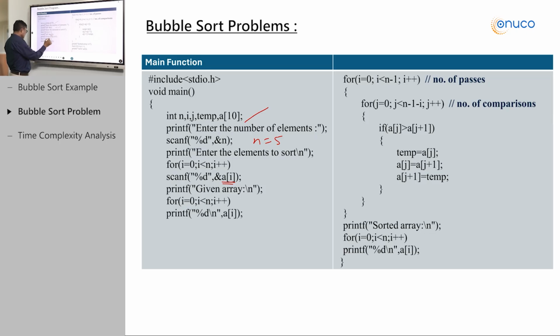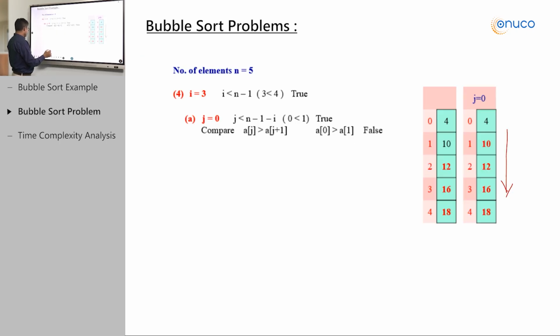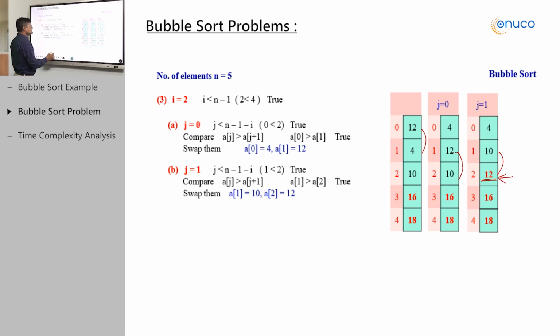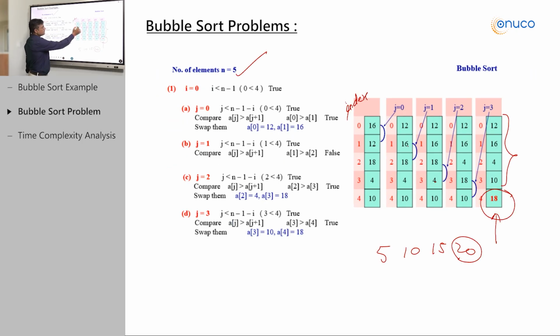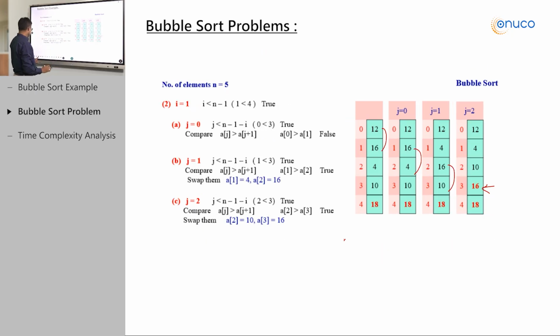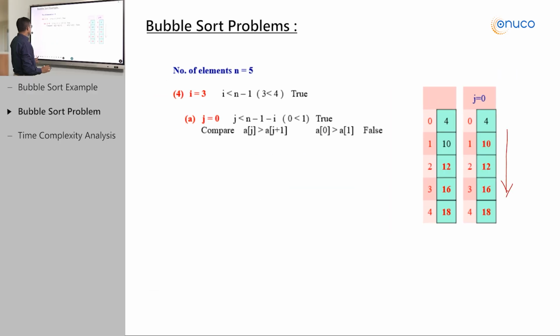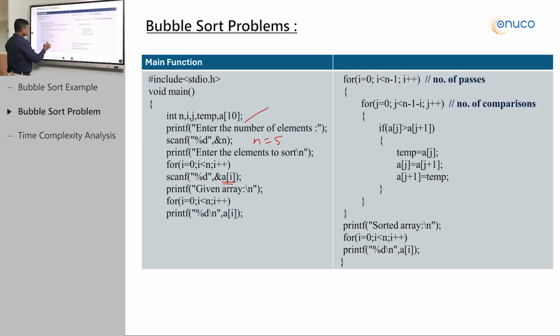And we wanted to print what elements we have read. So it is 16, 12, 18, 4, 10. We read the input by using scanf statements, and we have printed what elements we have read. Now the main part will start.